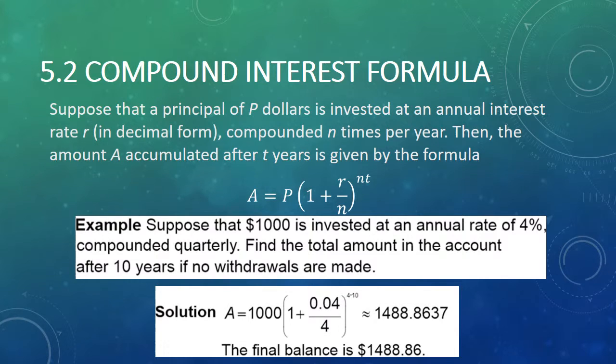So putting all the numbers in place, we get $1,488.86. Notice that our money is rounded to the hundredths place. It doesn't make any sense to go beyond the cents.